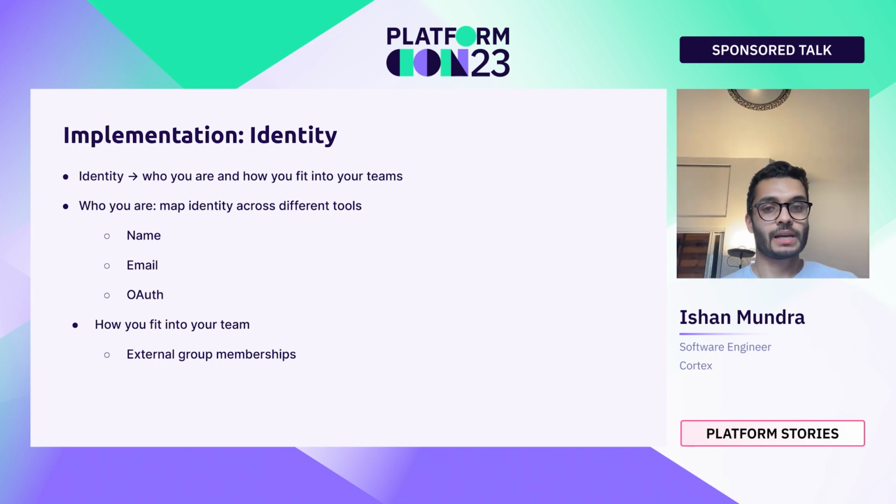The second piece is how you fit into your team. At Cortex, we built this concept of external group memberships, but broadly speaking, it has to do with the ingestion process of taking teams on a third party platform and slotting you within those. We might grab all the teams that exist, like all the GitHub teams for a given organization, and then figure out which ones you belong to.